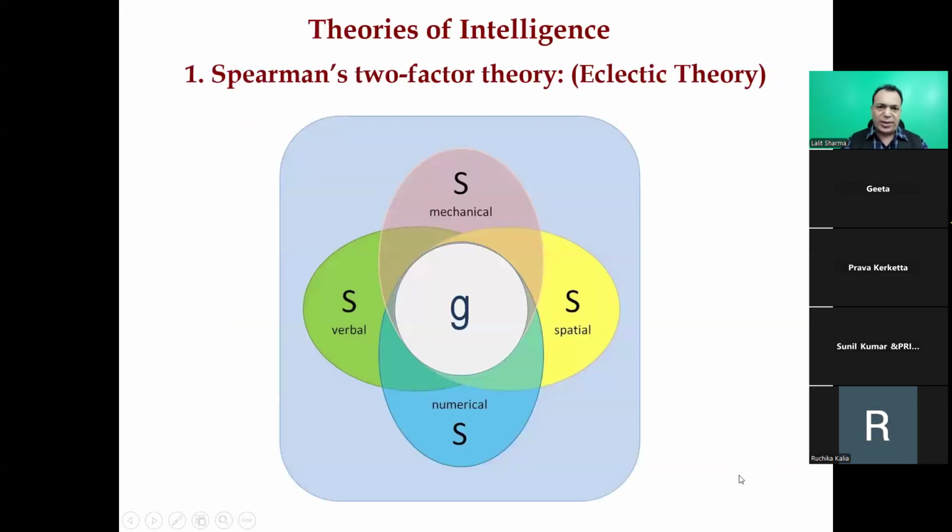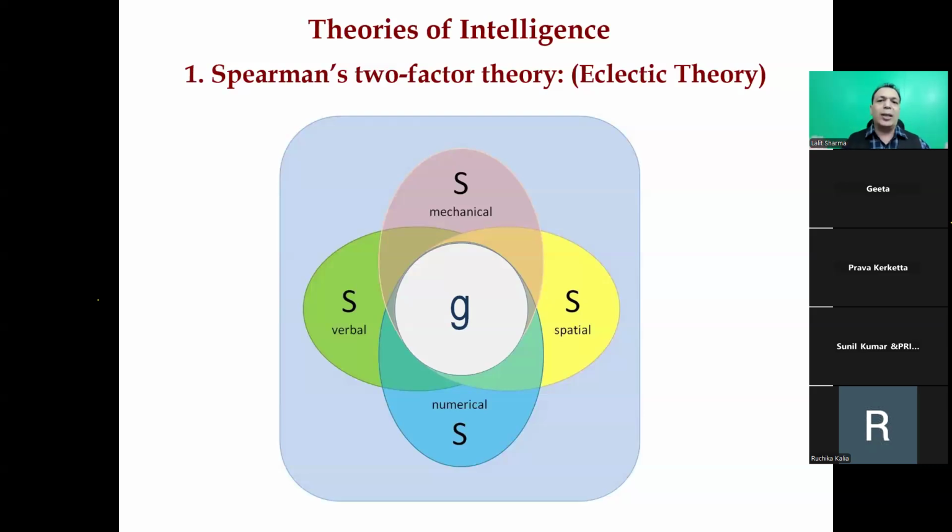Next, we talk about the theories. Okay, there are two theories under intelligence. One is called the two-factor theory, which is given by Spearman. Right? It is called the two-factor theory or eclectic theory. There are two theories in your syllabus. One is called Spearman two-factor theory. Second is called Thurston group factor theory. First, we are discussing Spearman's factor theory.